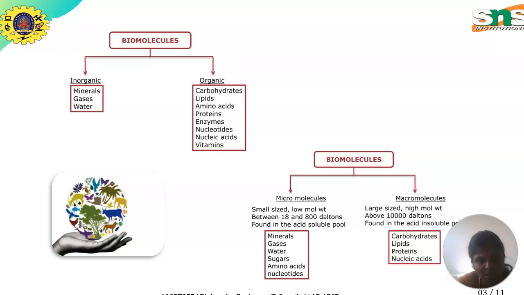Biomolecules are also divided into micromolecules and macromolecules. Micromolecules are small in size with low molecular weight, between 18 and 800 daltons, and are found in the acid soluble pool. Macromolecules are larger in size with high molecular weight, about 10,000 daltons, and are found in the acid insoluble pool. Micromolecule examples are minerals, gases, water, sugar, amino acids and nucleotides. Macromolecules are carbohydrates, lipids, proteins and nucleic acids.